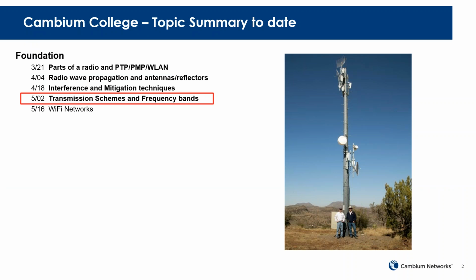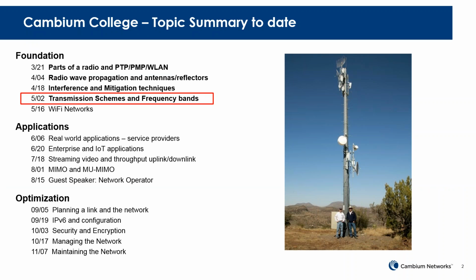Let me build this out here. Before we get into where we're going with tonight's session, perhaps we can spend a few seconds talking about where we've been and where we're at in the overall series. The Cambium College series for this year is broken up into a three-series approach. First is a foundational level series where we've been giving you a lot of background on general radio topics, things that relate to propagation, interference, different types of radio types. Tonight's session is transmission schemes and frequency bands, perhaps not necessarily in that order. We may flip-flop it around a little bit as we walk through here, but that's generally the theme.